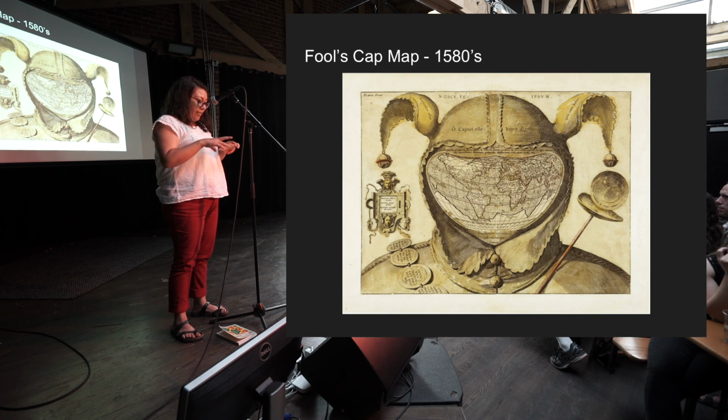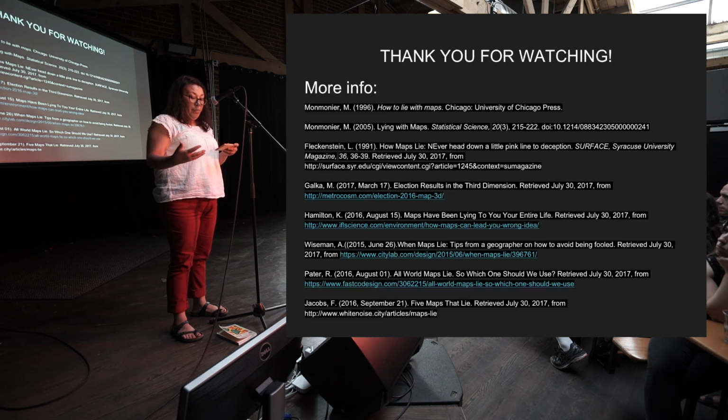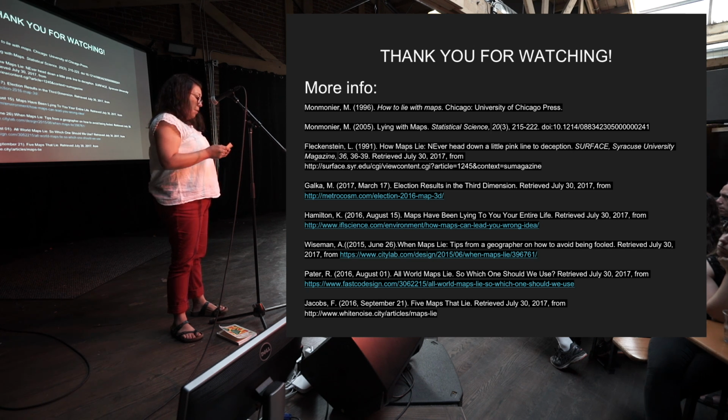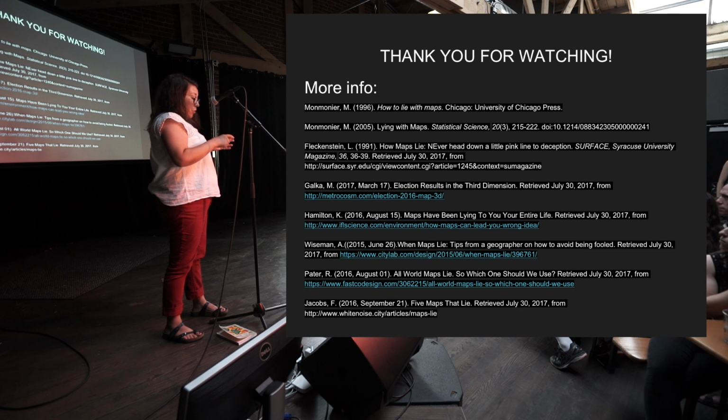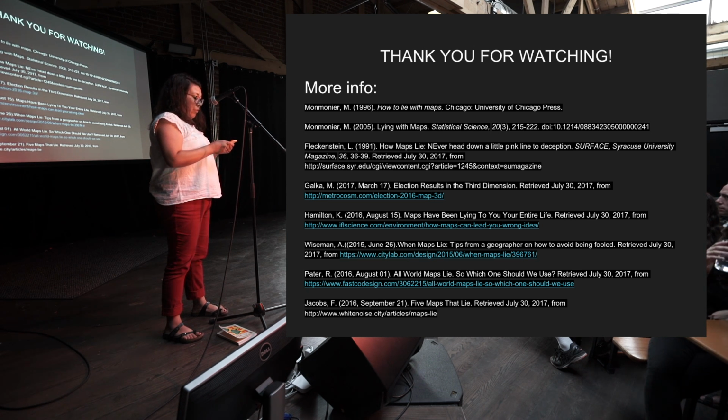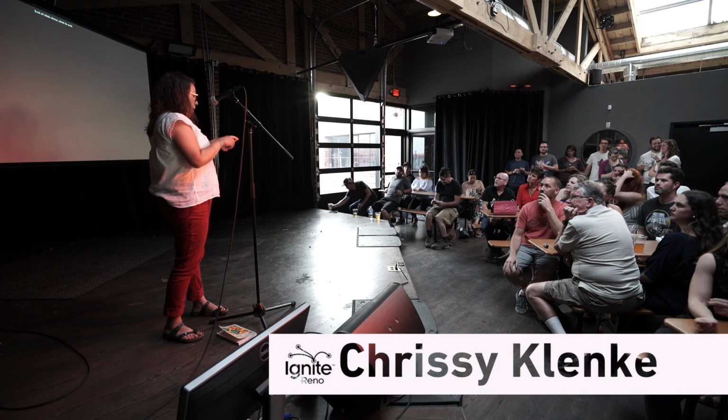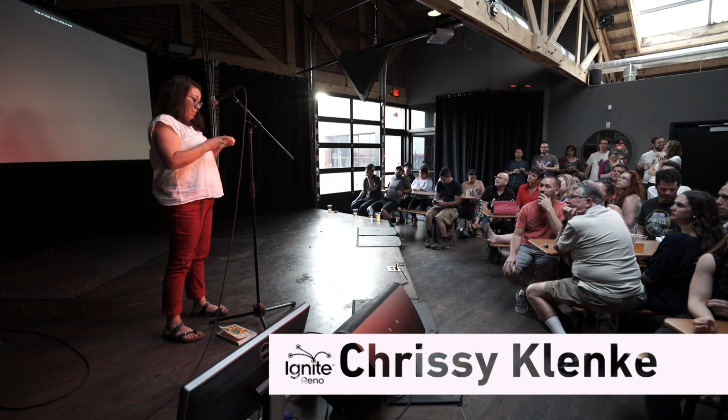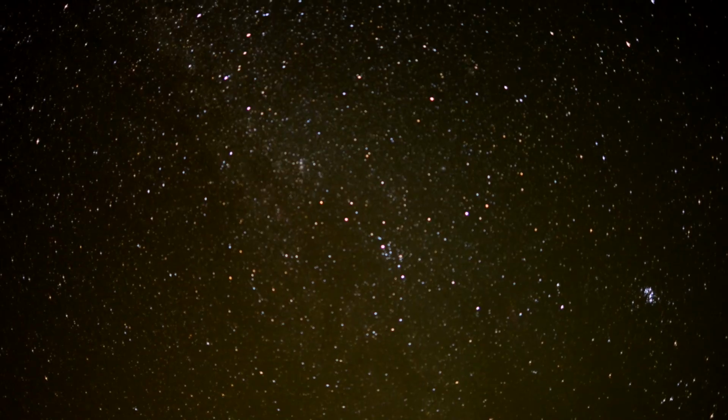This right here is the Fool's Cap map. So I'm leaving you guys with this end. This image shows the world dressed up as a jester. And in general, the world is a foolish place. And Mark Monmonier, distinguished geography professor, says in his book that if pictures were worth 1,000 words, maps would be worth 1,000,000 words. So be aware. Thank you.